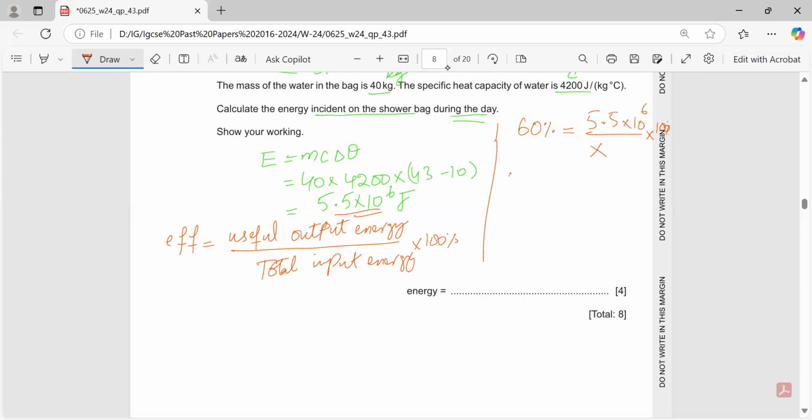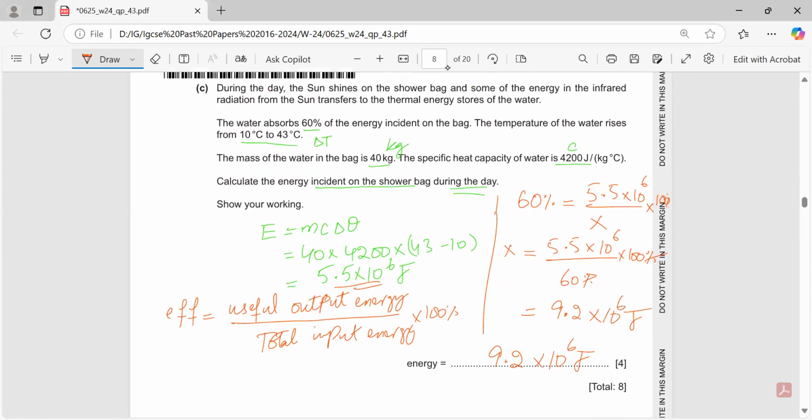Now my dear friends, x will be equal to 5.5 times 10 raised to power 6 over 60% times 100%. So percent is cancelled with percent. Let me get this number times 100, then divided by 60. Now the answer is 9.2 times 10 raised to power 6 joules. So here, 9.2 times 10 raised to power 6 joules.